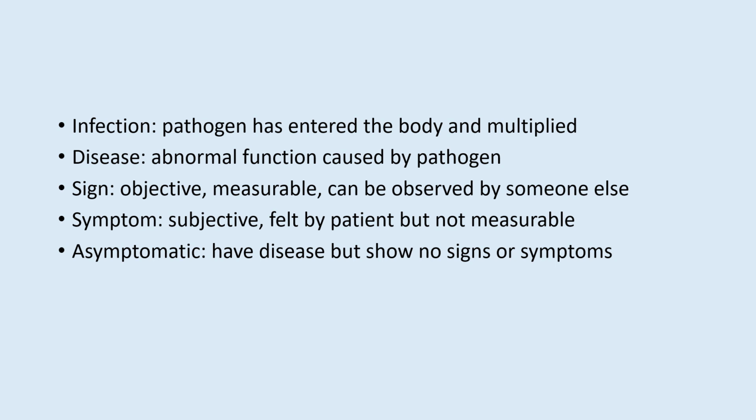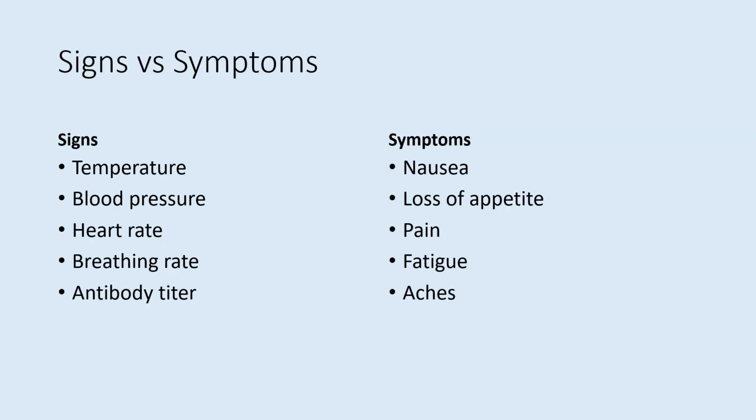A symptom is something that's subjective. It's felt by the patient, but you don't have a measurement for it. Oh, I feel fatigued. How do you put a measurement on fatigue? You can't. Asymptomatic means that you have the disease, but you're not showing any signs or symptoms of it. So once again, you probably don't know that you have it.